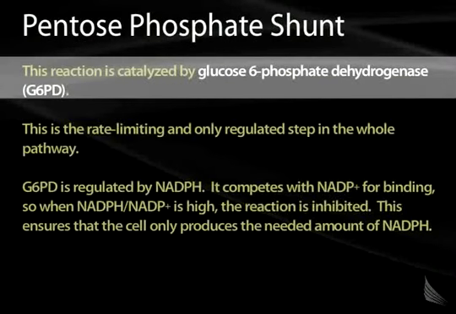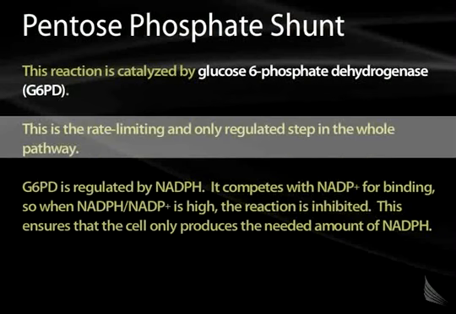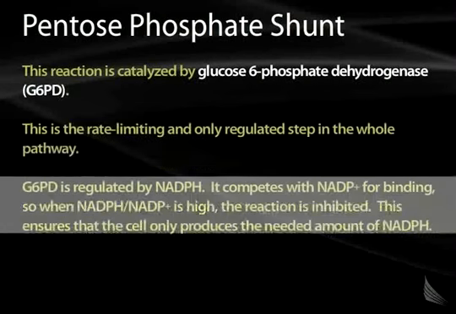This reaction is catalyzed by glucose 6-phosphate dehydrogenase, or G6PD. As I said, this is the rate-limiting and the only regulated step in this process. G6PD is regulated by negative feedback inhibition by its product, NADPH. NADPH competes with NADP+ for binding, so that when the NADPH to NADP+ ratio is high, the reaction is inhibited. And this ensures that the cell only produces the needed amount of NADPH and no more.